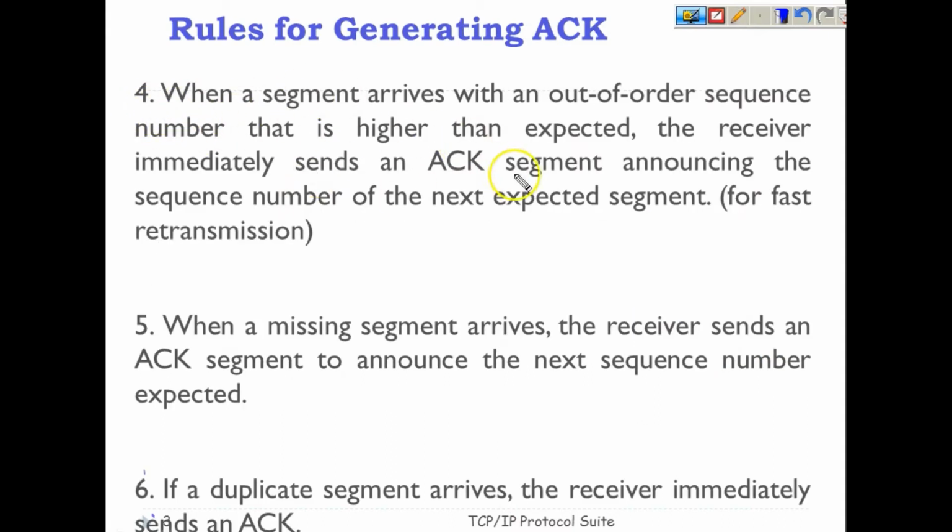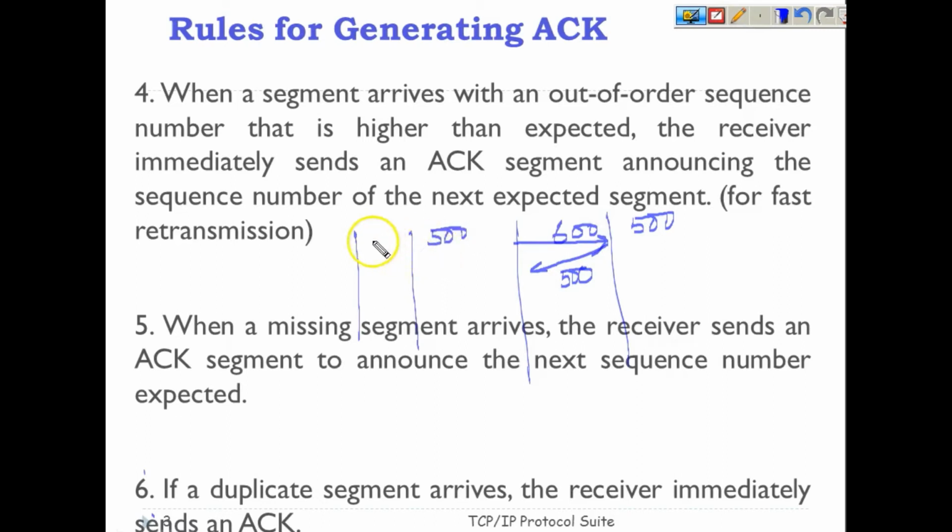Now the fourth rule deals with out-of-order sequences. That means if an out-of-order sequence number reaches the receiver, then immediately it needs to be acknowledged. What does it mean? It means the receiver is expecting sequence number 500, let's say, and it is getting sequence number 600. Then in that case, immediately this needs to be acknowledged, saying that I am waiting for sequence number 500.